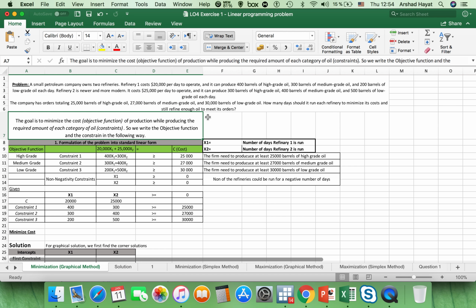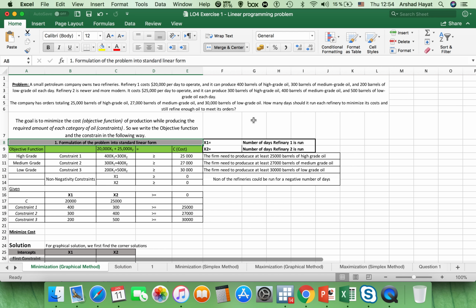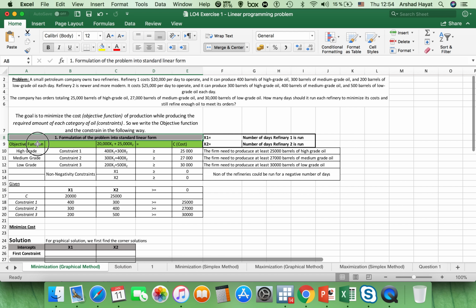The first goal for any such problem would be to formulate the linear programming problem. There is a standard format for that, and this is how I have done this. There is an objective function. The objective in our case is to minimize the cost. So the cost is equal to this equation.